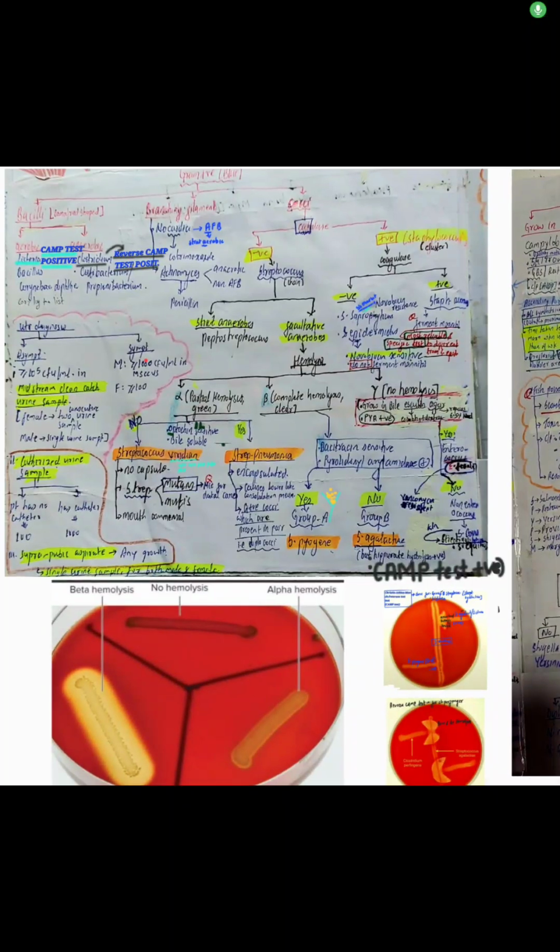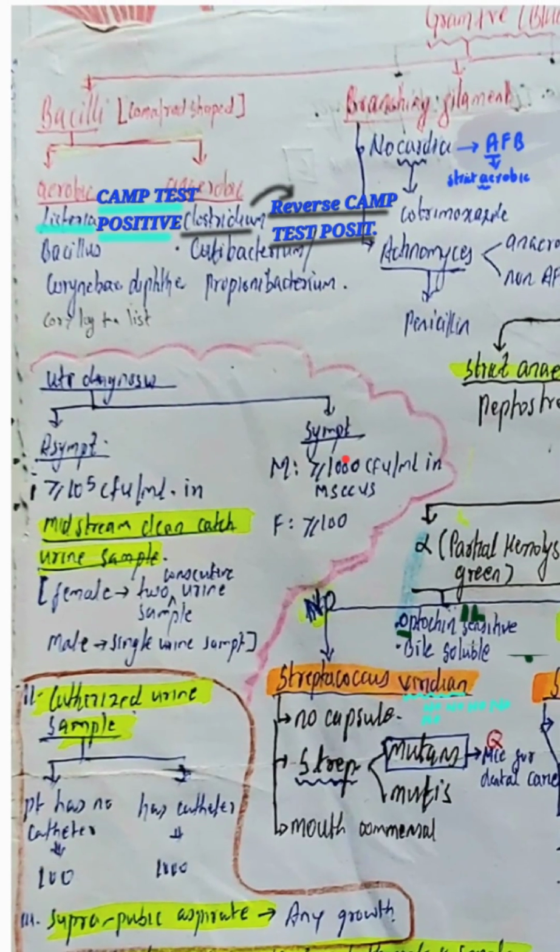Gram positive bacteria basically appear blue in color. They are of three types: bacilli, branching filament, or cocci. Bacilli are comma or rod shaped. They can be of two types, aerobic and anaerobic. Aerobic examples are Corynebacterium diphtheriae and Listeria, a bacillus.